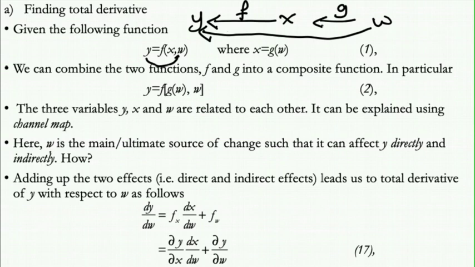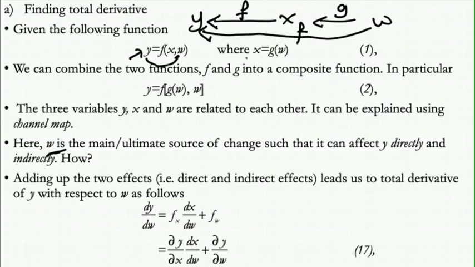Now here w is the main or ultimate source of change, such that it can affect y directly and indirectly. How? It can affect y directly because if you look at the generic function here, w directly affects y because it is explicitly written in the function. So w explicitly, directly affects y through the f function. On the other hand, w can also affect y indirectly via the g function because w first affects x and then x affects y.